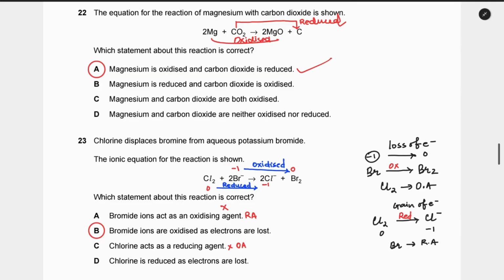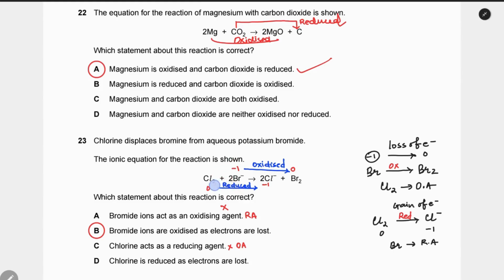Chlorine displaces bromine from aqueous potassium bromide. The ionic equation for the reaction is shown. Over here we must know about the oxidation state, oxidation and reduction. Let's see the first one they have asked. Before we go with this, we must write all the details we know so that our options become easier to eliminate. First is given as chlorine.